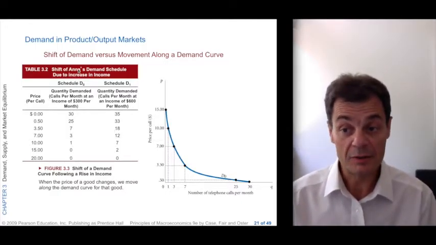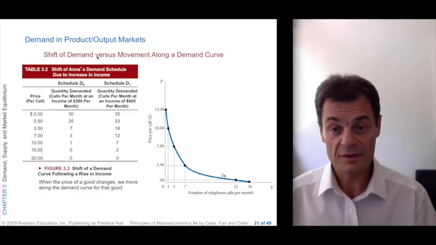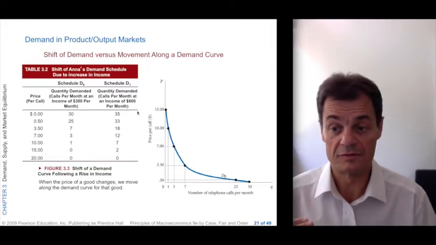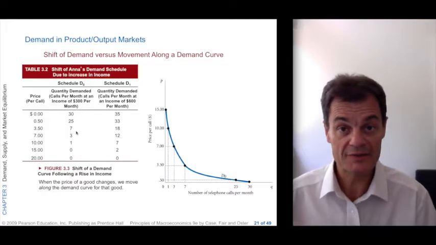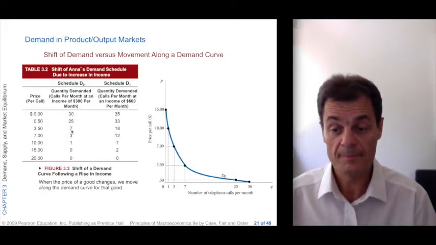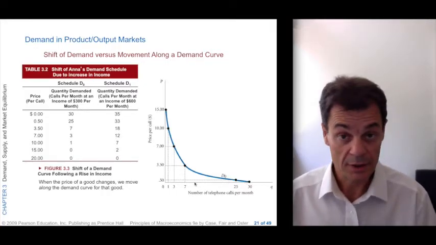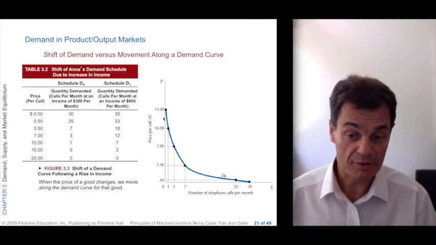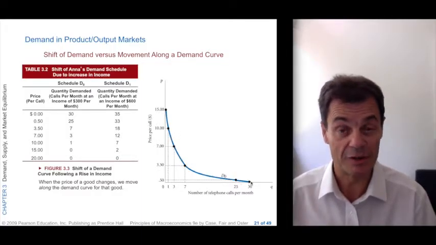Let's see now what is the difference between the shift along the curve and a shift of the demand curve. We can see the same table here as we saw before: Anna's demand for phone calls. You can see that this blue line was the original demand curve of Anna, so that as the price of phone calls decreases, the quantity demanded increases.